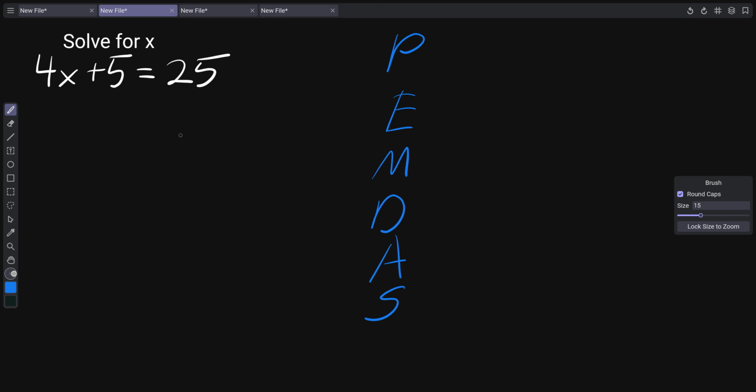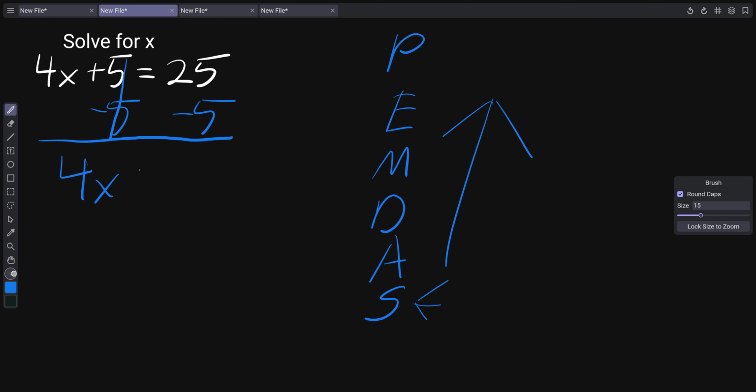is you would want to subtract 5 on both sides of the equation first, because remember, we're working in reverse, so we're going up. So we're going to start with subtraction here. So we can subtract 5 on both sides of the equation. You wouldn't have to subtract it from 4x, really. You would just subtract it here. So you do that, and then the positive 5 and the minus 5 are going to cancel out. And that's going to leave you with 4x equals 20, because 25 minus 5 equals 20.